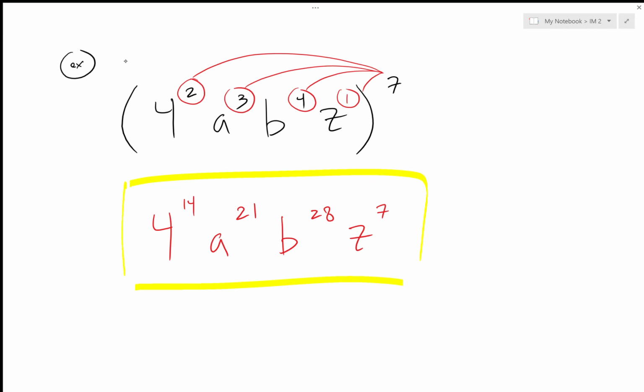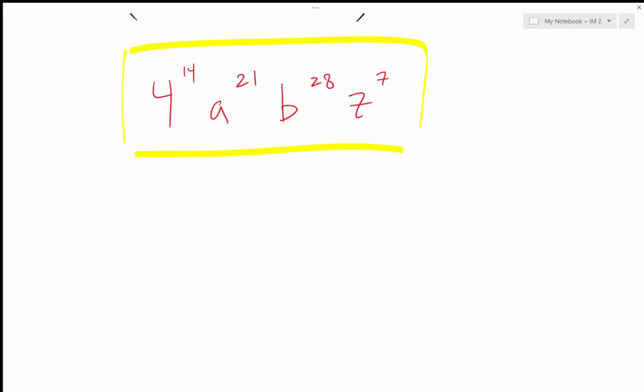All right, third rule of the day is called the zero power property.